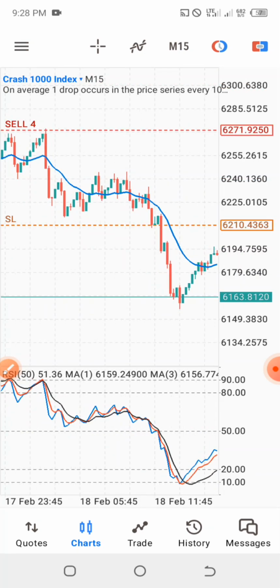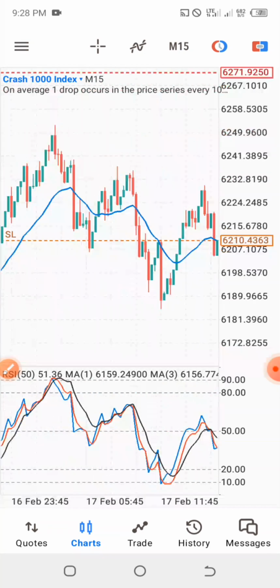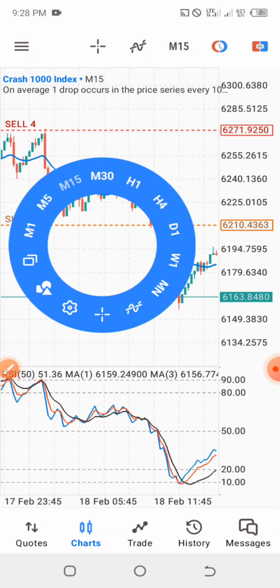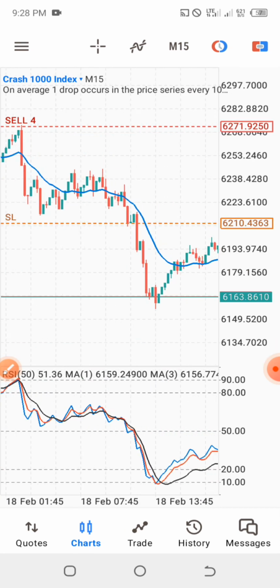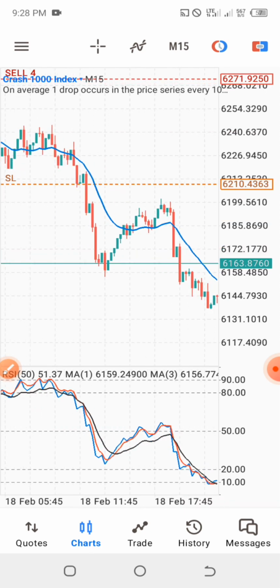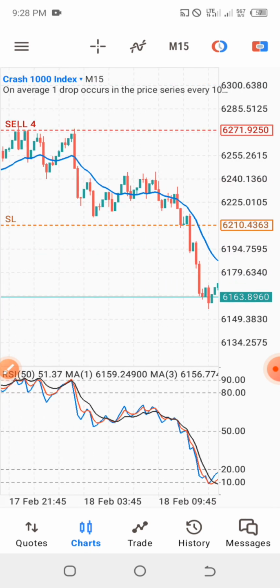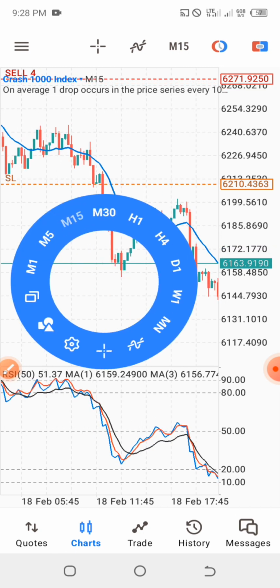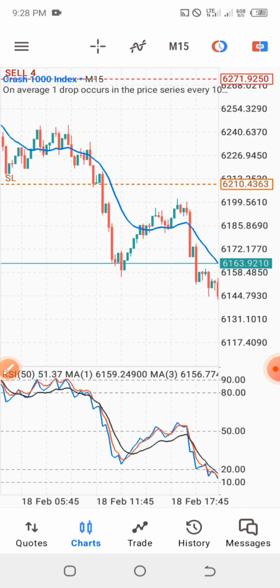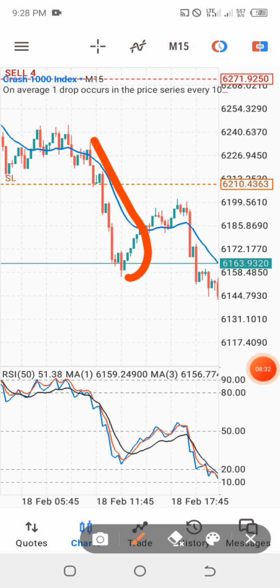So now, once we have already discovered that the market is in a downtrend, the next thing we want to do is look for where we are going to be catching spikes, where we are going to be going for a sell. Now to go for a sell with the strategy, this is what you need to do. Switch to your 15-minute time frame and then check. You can see the market is moving to the downside right here.